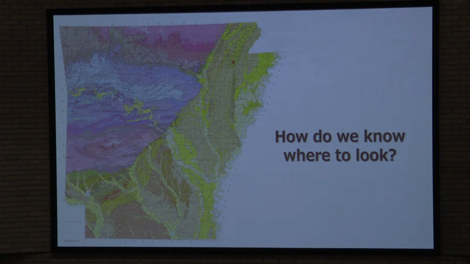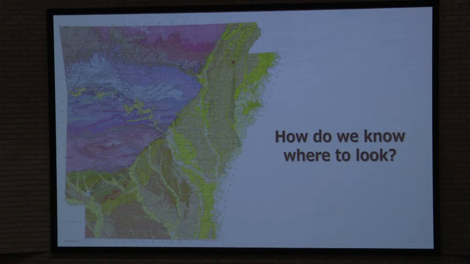So how do we know where to look for fossils? This is a geologic map of Arkansas. The red star is where we are today. And it's a really cool state map because you've got this really clear distinction between these yellow rocks and these blue and pink rocks, right?